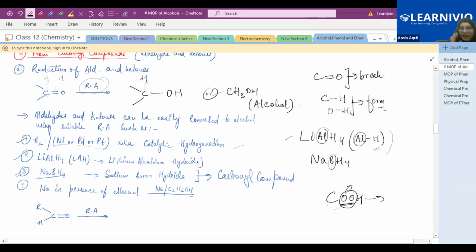It only reduces aldehydes and ketones. But lithium aluminium hydride is the strongest reducing agent. It can reduce any group, whether it's a carboxylic acid, ester, or carbonyl compound. So these two points, just keep this in your mind. It's very important. Any doubt in this? No, ma'am.